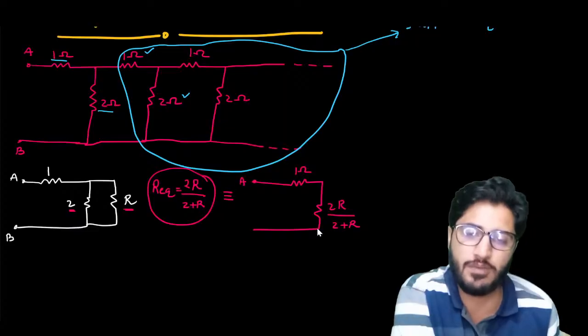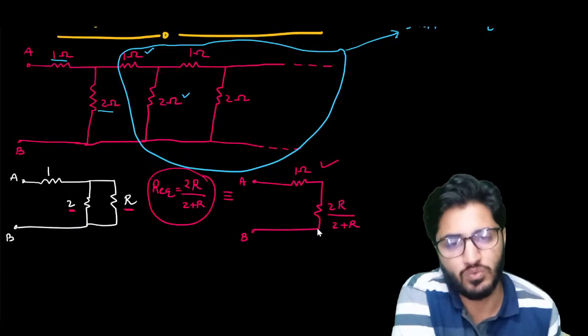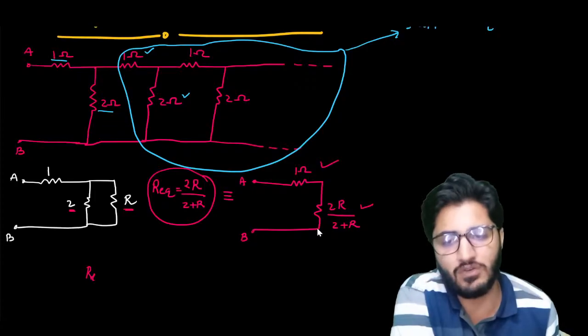Point A, point B. These two are in series. What is R equivalent now? Sir, R equivalent is (1 plus 2R) whole divided by (2 plus R).